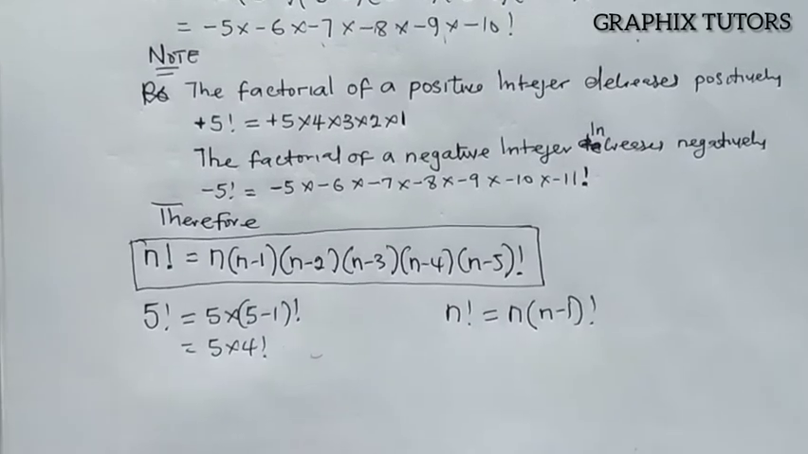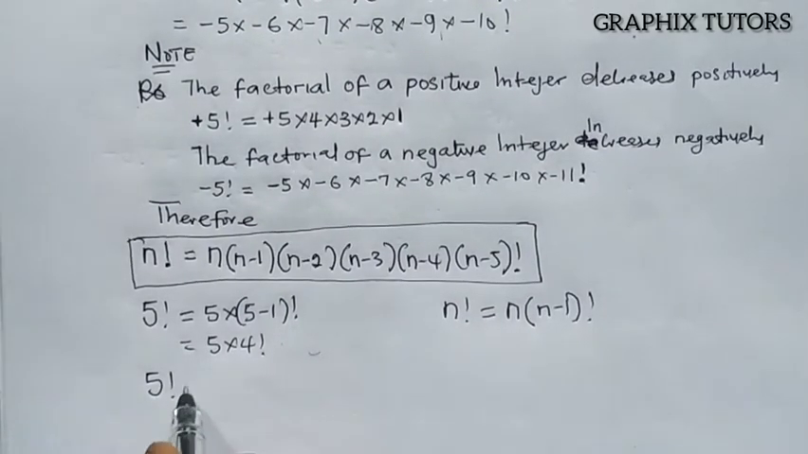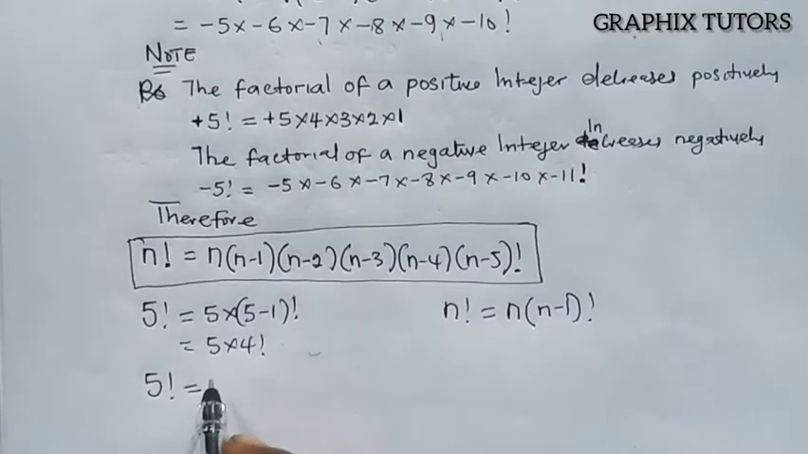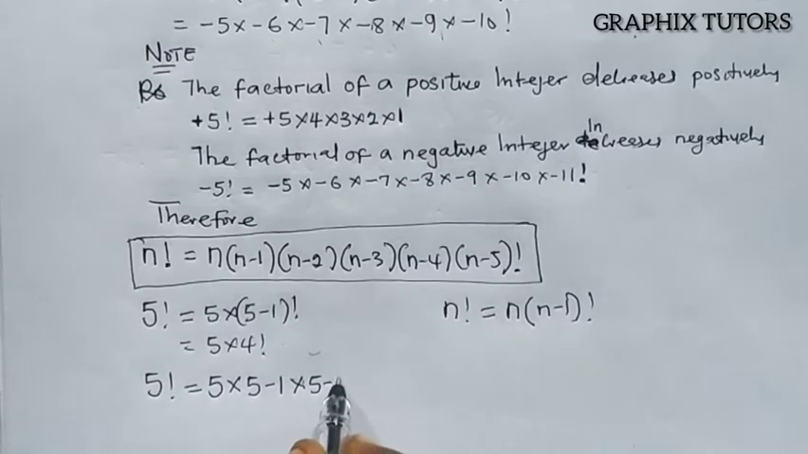So if we move forward, my 5 factorial here can also be 5 times 5 minus 1 times 5 minus 2.